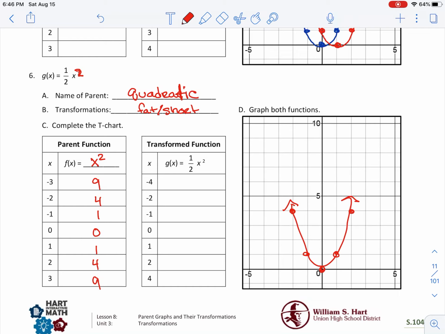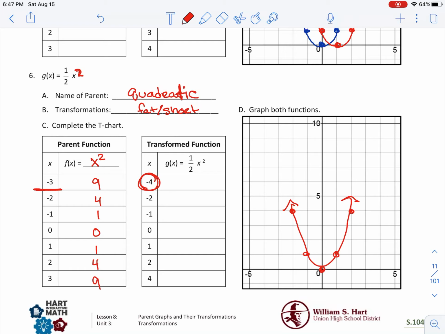Okay. And then what I'm going to do is half each of those numbers. So notice that they moved to a -4 instead of this -3. They did that because that's an easier number to half than 9 is.